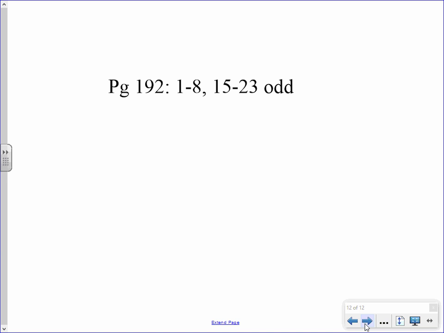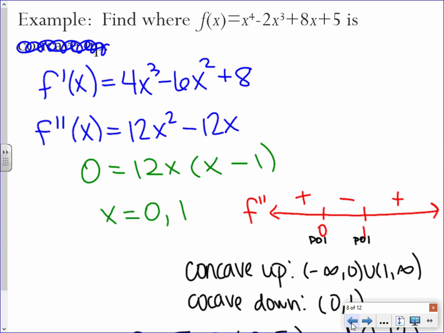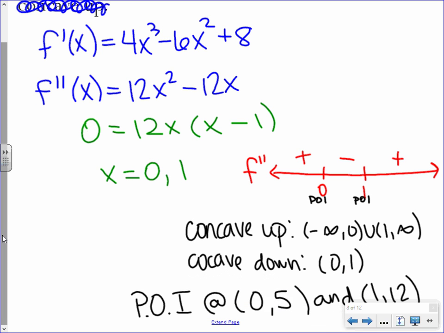Can we go back like 4 slides? This one? Yeah. So for the second derivative, what would you get if you plugged in -1/2? You get 12 times a positive 1/4 minus 12 times -1/2. So it'd be a positive plus a positive number. Does that make sense? Okay.